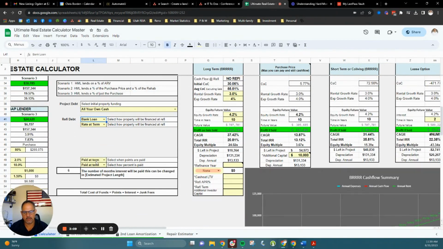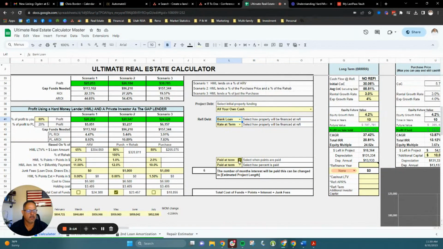Now, down here, this section ties more into the hard money loan, which I probably should have explained earlier. It's just selecting when the points are paid and how the percentage is paid. Normally it's going to be paid at term, so you're not going to adjust this much, but you can make adjustments to how points and the interest rate are paid. Some might be paid monthly, and then it's going to have a different calculation. Some is going to be paid at term. So again, this is something you're going to have to work out with your hard money lender.